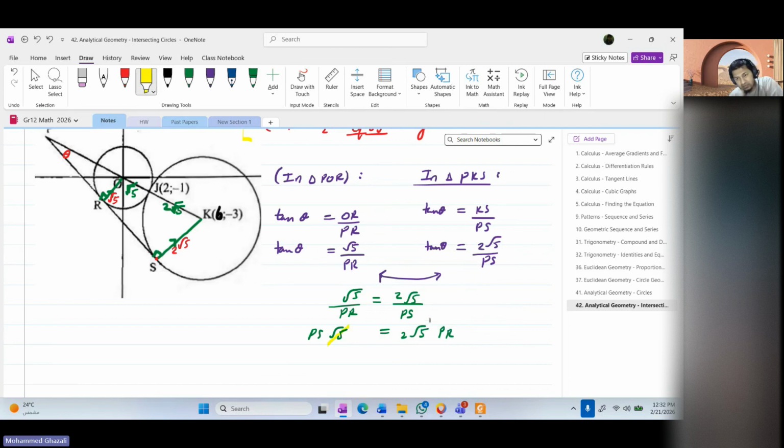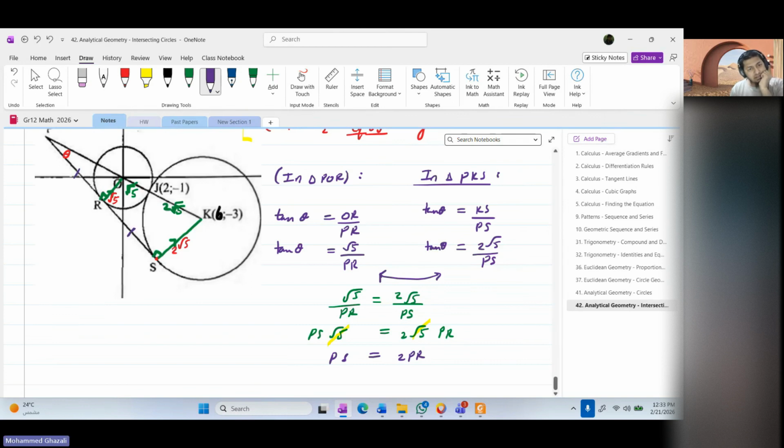Then I can take out the root 5s on both sides. So PS is equal to twice PR. PS is equal to twice PR. Great. So we just proved that it is a midpoint. I'm sure you can use that above thing. We just proved that PS is equal to twice PR.